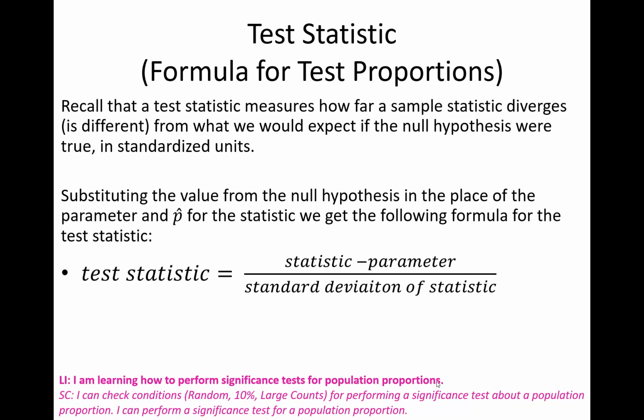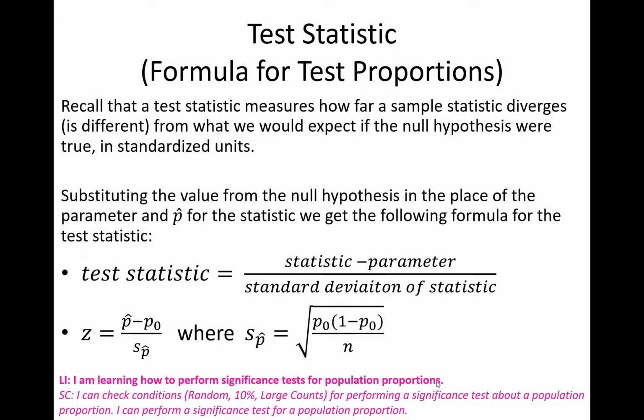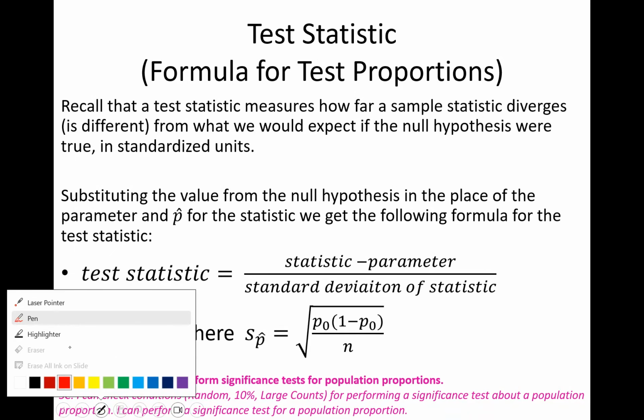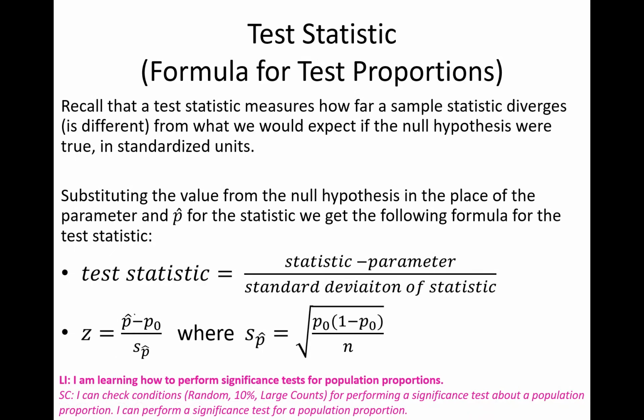And here's the formula that we would use. The test statistic equals the statistic minus the parameter over the standard deviation. If you are not sure what that means, it basically means we're doing a z-score. So z equals p hat minus p naught over the standard deviation of p hat. For these pieces, the p hat is of course from a sample, and the p naught is what we expect to be true. This is from our null hypothesis.